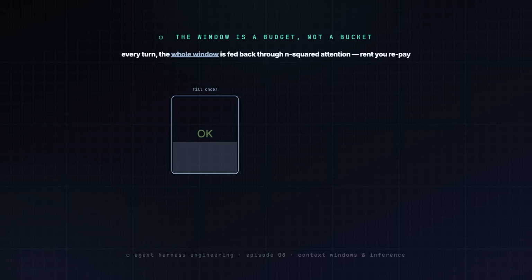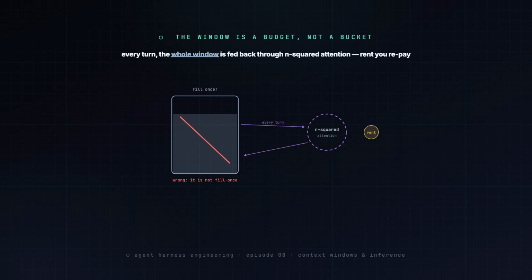It is not a place you fill up once. Each turn, the whole window gets fed back through that n squared attention. So every token you keep in there is rent you pay again and again.